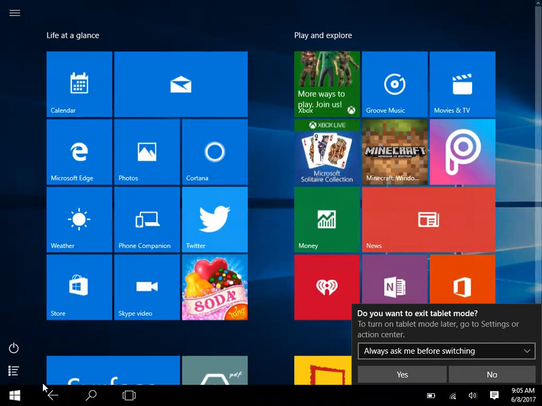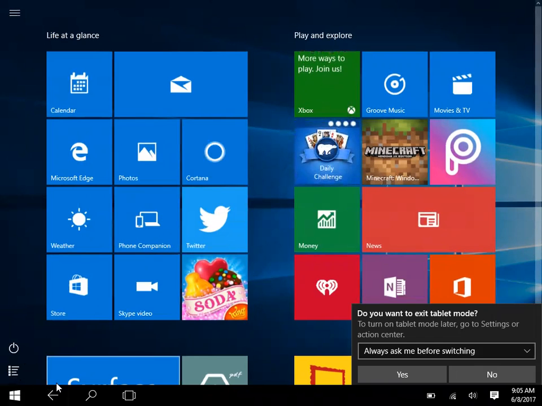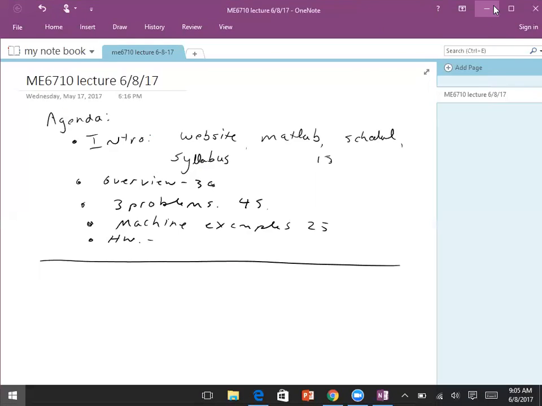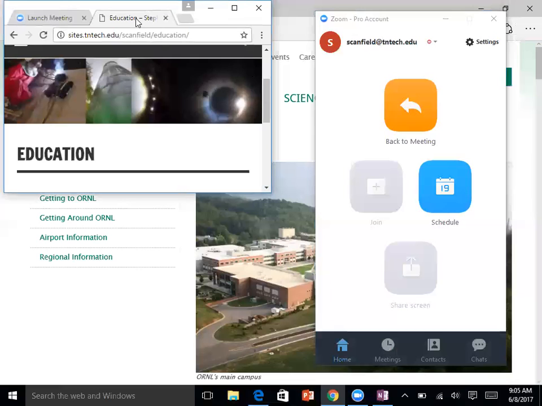Help, Windows 10 people. How do I get to my other stuff I had? Switch back to exit tablet mode. Oh, yeah, okay. That's a good idea. There we go. There, okay, thank you.